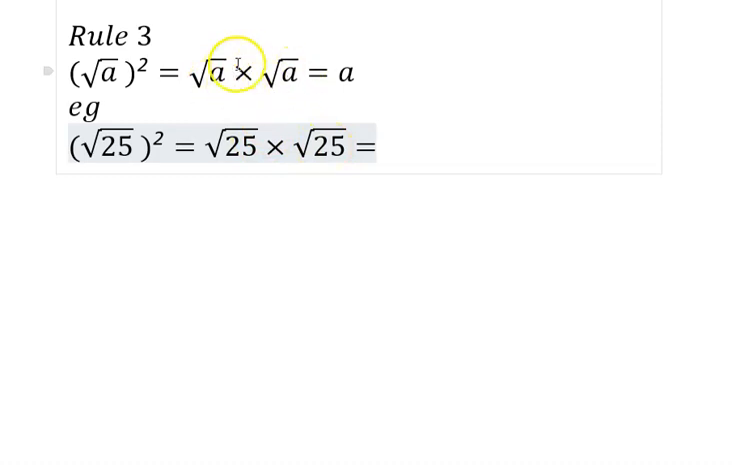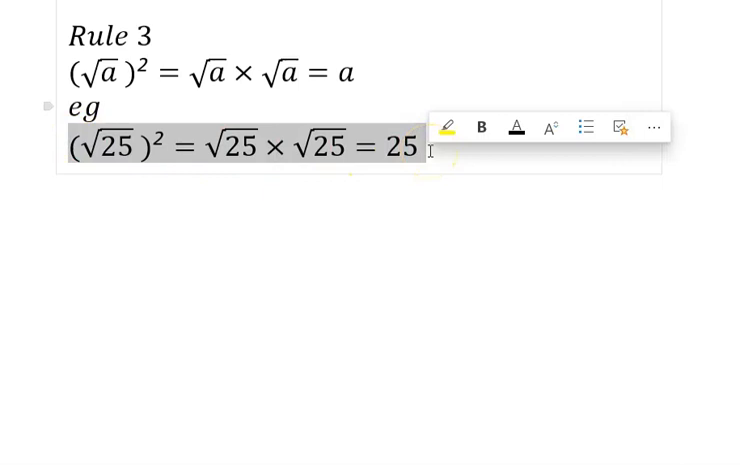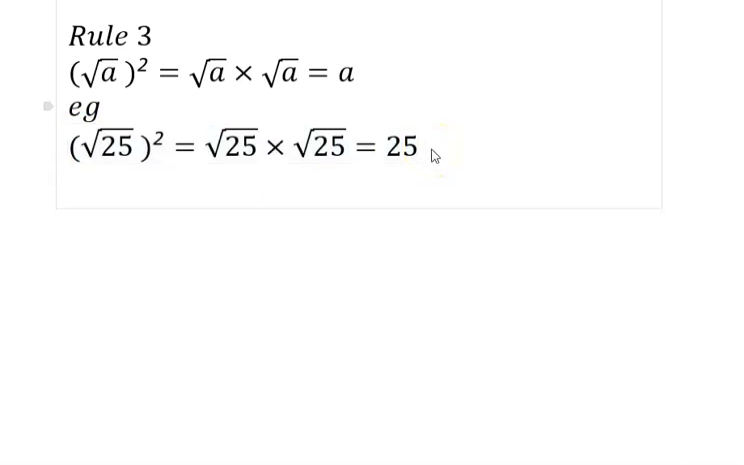But if you have to go according to this rule, root A times root A will give us A. Now root 25 times root 25 will give us what? 25. That's the meaning. But if you don't want to go through this route, you are still very correct.